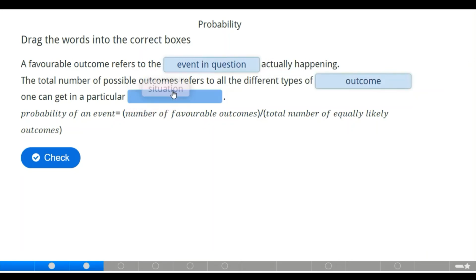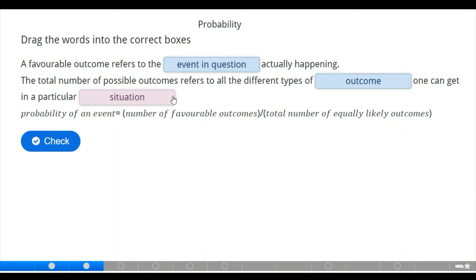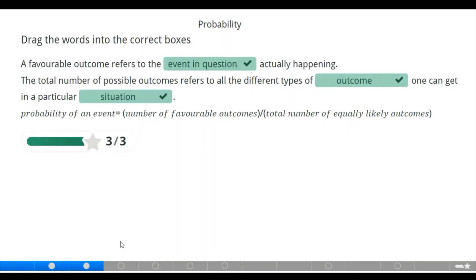Now, if you want to calculate the probability of an event, then we have it to be the number of favorable events over the total number of equally likely outcomes. We have told you that our favorable outcome is the event in question that is actually happening at that particular time. And when you are talking about the total number of possible outcomes, we have different types of outcomes that can happen in a particular situation. And by the time you divide both of them, then we call it the probability of that event happening.